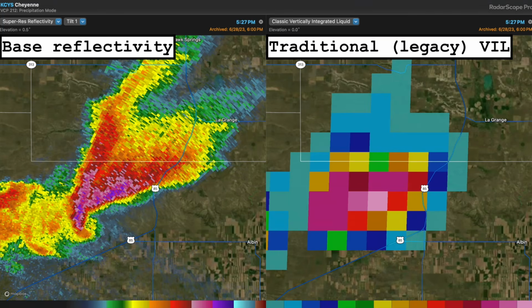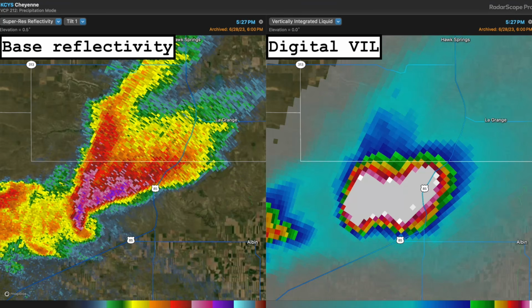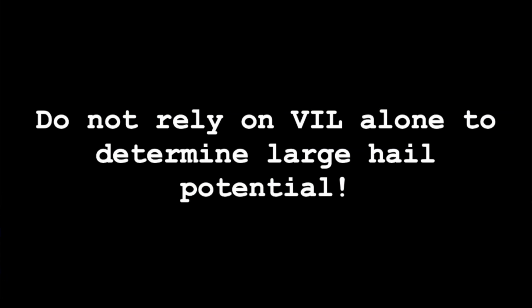With traditional VIL, reflectivity values within each vertical column are truncated to 56 dBZ to reduce the impacts of hail on the output, so any reflectivity values that exceed 56 dBZ are reduced to that value. Digital VIL does not truncate reflectivity values, so it often yields a more realistic output. Also, digital VIL utilizes a more favorable coordinate system than traditional VIL. While digital VIL can provide more realistic outputs than traditional VIL, it still suffers from underestimation in situations with highly tilted updrafts and storms that are moving quickly. Thus, it still should only be used in tandem with other products to determine large hail potential within a storm.